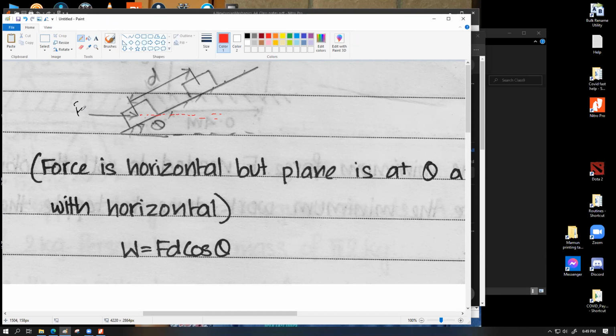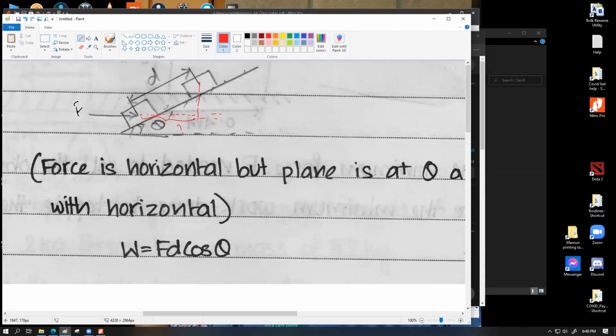But the mathematical definition is that work done on an object is always the force times the distance covered in the direction of the force, which means we have to find out exactly how far the object moved in the horizontal direction. So we are trying to find out how much this is. This is our aim.